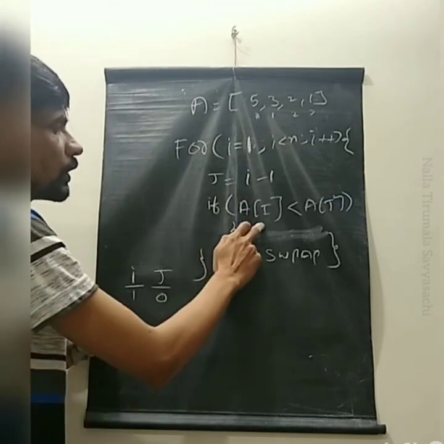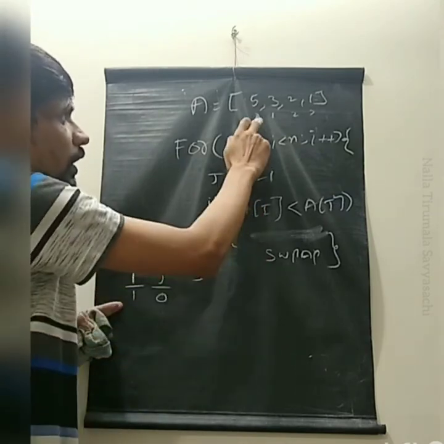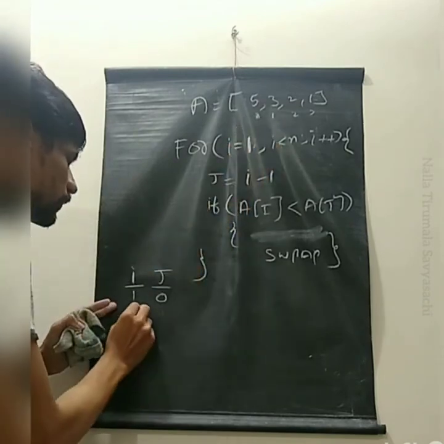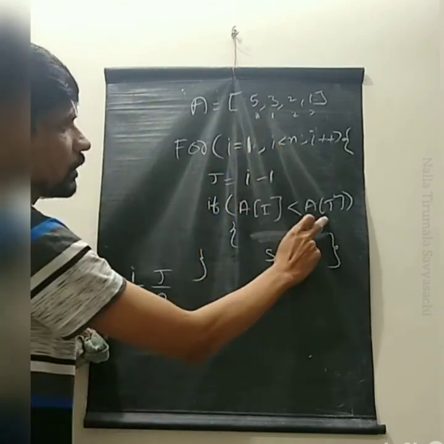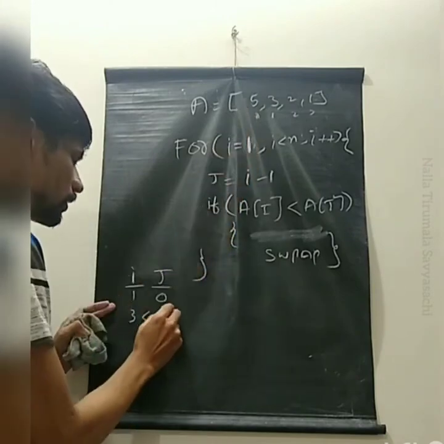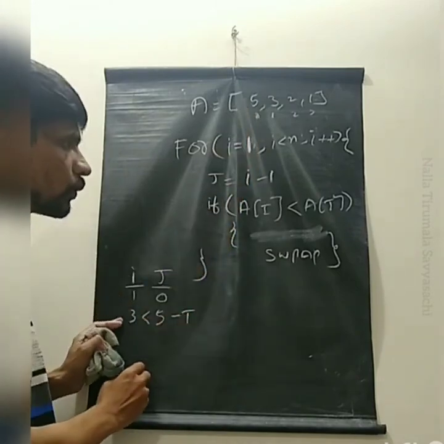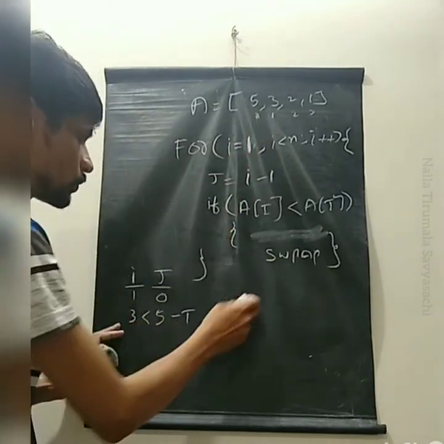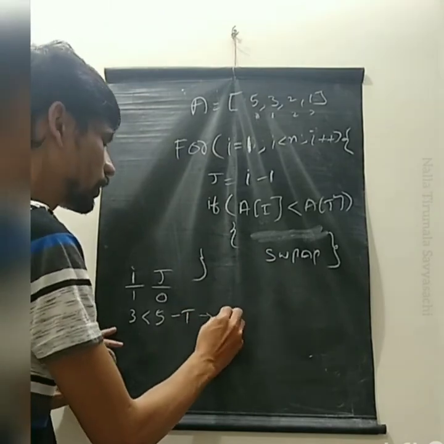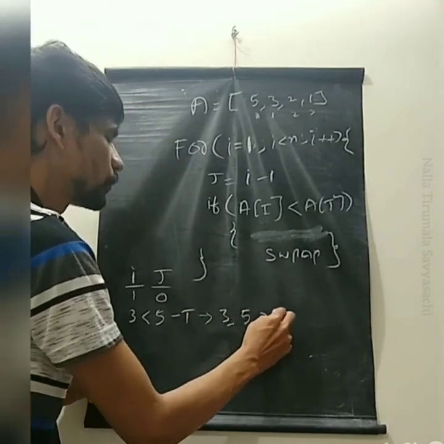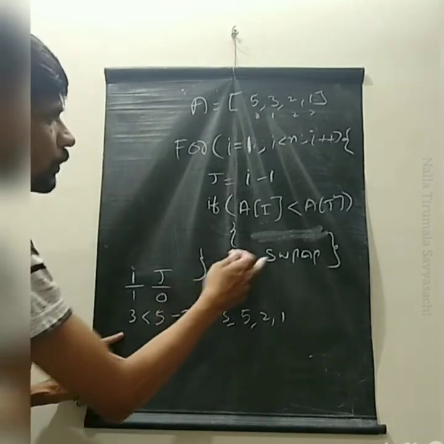Now what are we doing? We are comparing a of i, that is 3. Is 3 lesser than a of j? True, right? So what will we do? We will do a swap. So let's imagine we have done the swap: 3, 5, 2, 1.